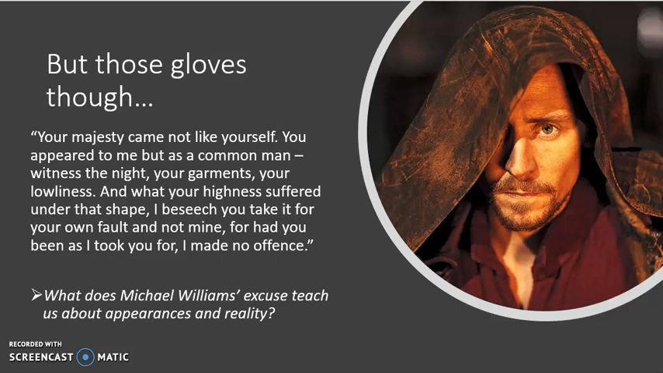So here, at once, Michael Williams's speech says that the king was just like a man, and all it took was for him to change his clothes, and he became like an ordinary man. And yet, he still draws a distinction between the king and ordinary men, saying, I beseech you, take it for your own fault, had you been as I took you for, I made no offence. Okay, so if you were actually a common soldier, then the way I treated you wouldn't have been offensive. But it was offensive because you're the king.